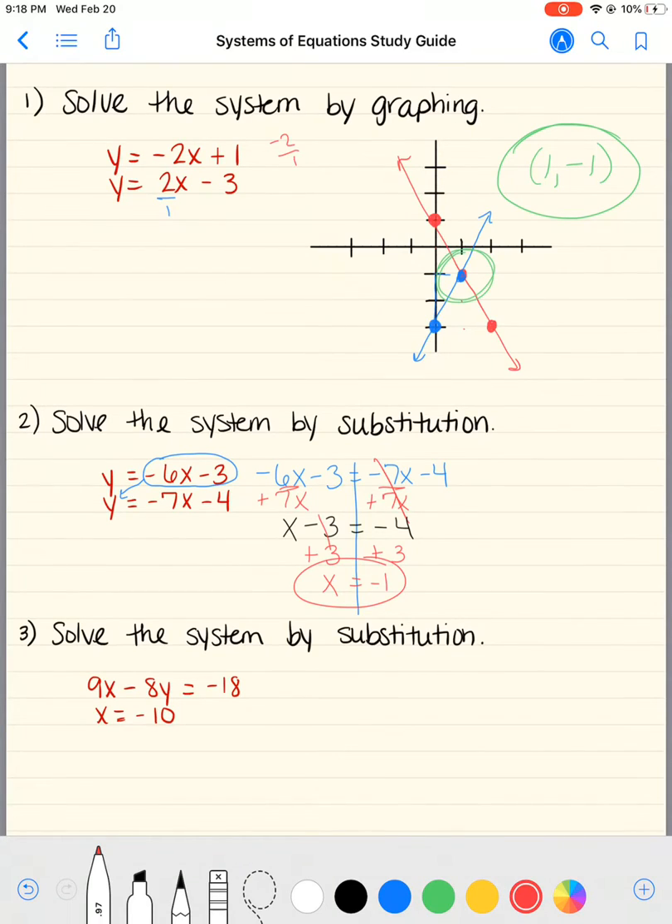So that's x. And now I just need to figure out what y is going to be. So both of these equations say y equals, so it doesn't matter which one you plug it into. So let's just do the top one. So we have y equals negative 6x minus 3. So I'm going to take this negative 1, and it's going to go in place of the x. So negative 6 times negative 1 gives you a positive 6, and then 6 minus 3 is 3. And then remember we have to write our answer as an ordered pair, so this would be negative 1, comma 3.